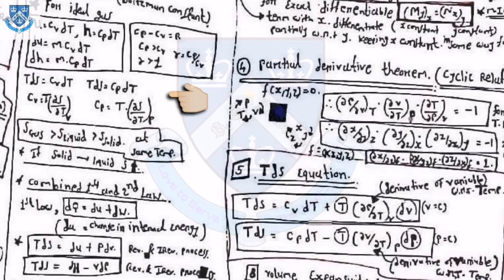After that, entropy of gas is greater than entropy of liquid, which is greater than entropy of solid, at the same temperature only. If there is a solid to liquid conversion, then entropy is increased. Now, combining the first and second laws: the first law gives dq is equal to du plus dw, then T ds is equal to du plus p dv, then T ds is equal to dh minus v dp. These both equations are valid for both reversible and irreversible processes.